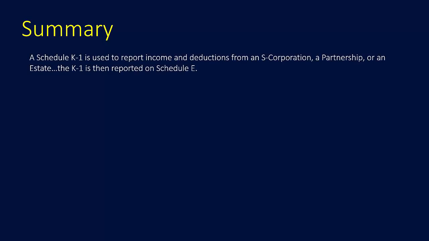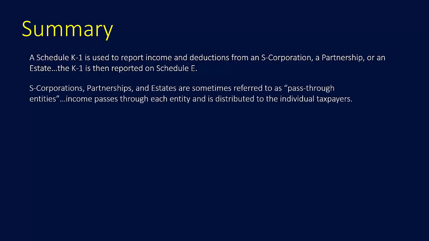In summary, a Schedule K-1 is used to report income and deductions from an S corporation, a partnership, or an estate. The K-1 is then reported on Schedule E. S corporations, partnerships, and estates are sometimes referred to as pass-through entities. Income passes through each entity and then is distributed to the individual taxpayers. Income and deductions from rental property are also reported on Schedule E.